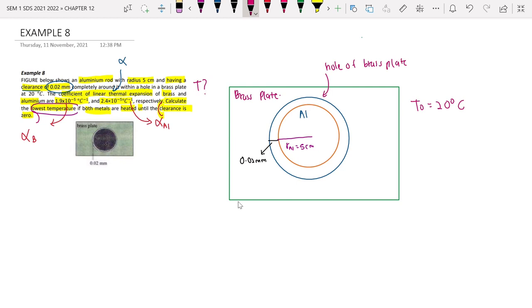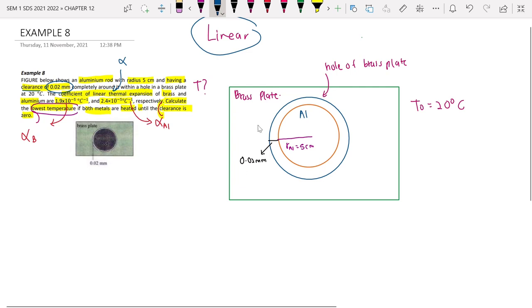Up to you. But Miss akan ajar untuk solve secara linear. So ada dua cara, linear dan area. But at the end of this video, Miss akan letak solution untuk area. Mari kita continue. So dia expand, Miss kata expand secara linear. Length dia akan expand. So length dalam case ini adalah radius itu sendiri. So radius dia yang akan expand, which mean the radius of the aluminium and also the radius of the brass plate.